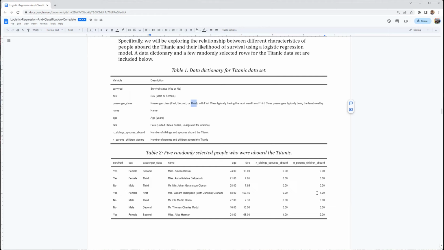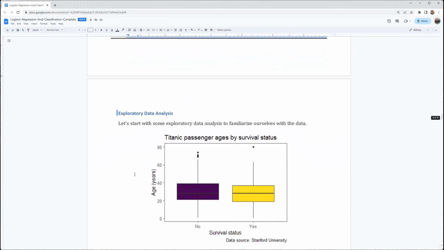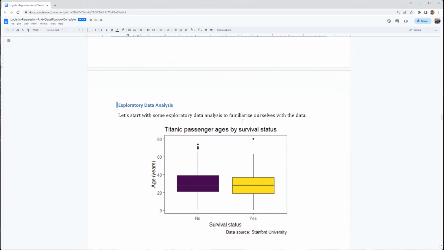Okay. Reading into the data set, some of these values are estimated as it was so long ago, they don't have data on everybody that's exact. But for the most part, we'll rely on it and it seems decently reliable, all this data here. Okay. So the idea is we're gonna use all this information, or some of it at least, to model whether or not someone survived on the Titanic. Okay. So let's start with some exploratory data analysis.